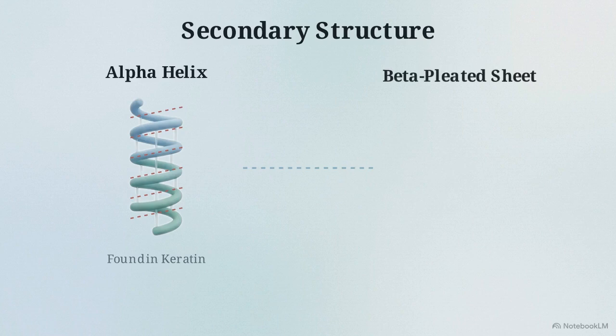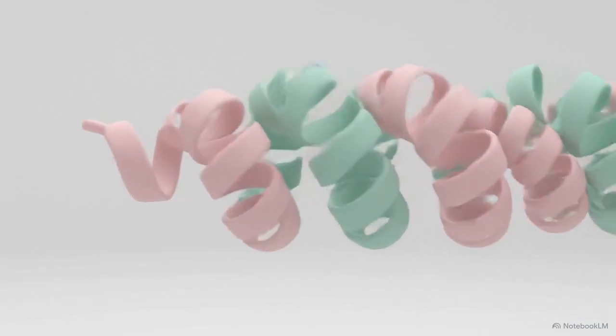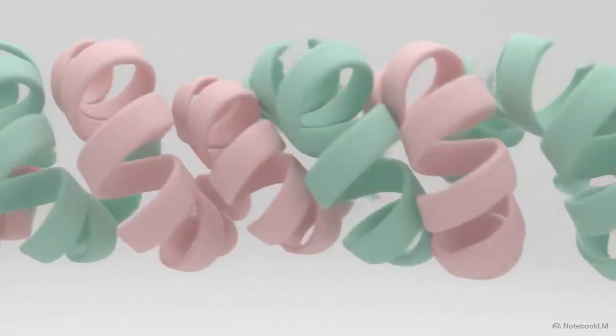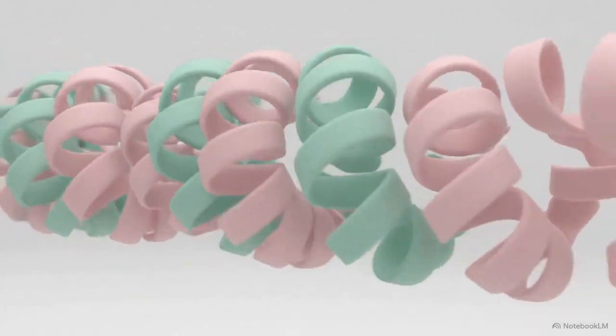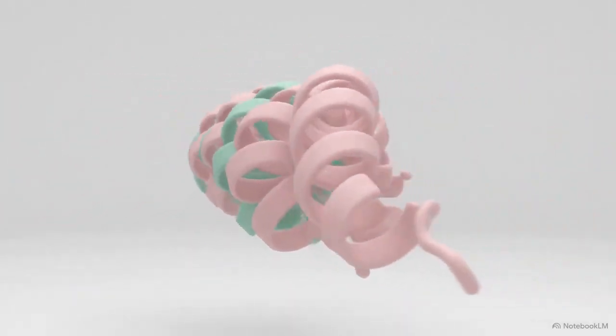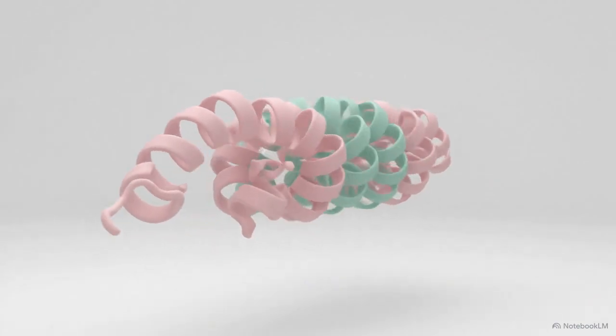Alternatively, sections of the chain can align side by side to form a flat beta-pleated sheet, providing high tensile strength to structural tissues. These predictable local folds form the necessary transition step, converting a simple one-dimensional chemical string into the foundation of a complex mechanical tool.